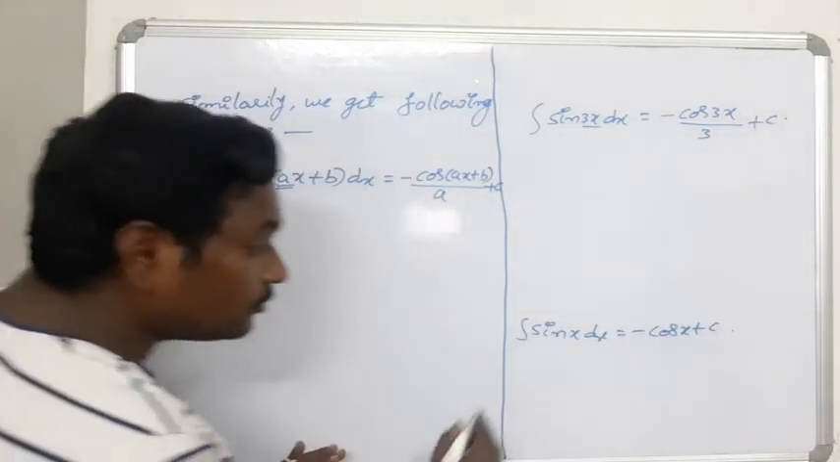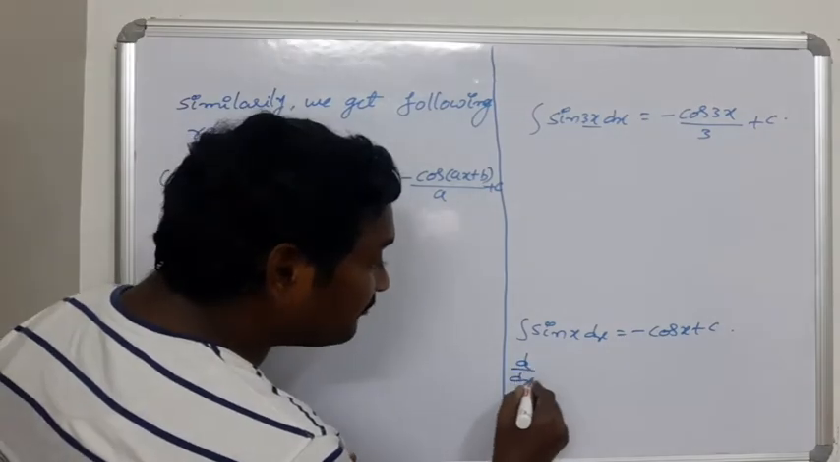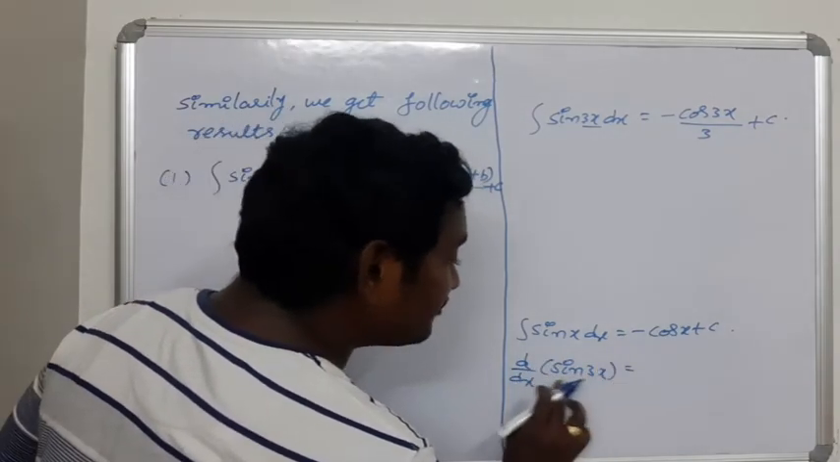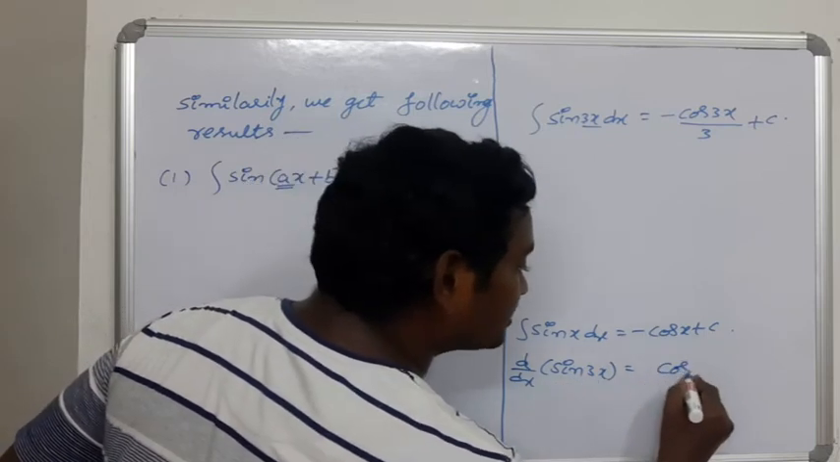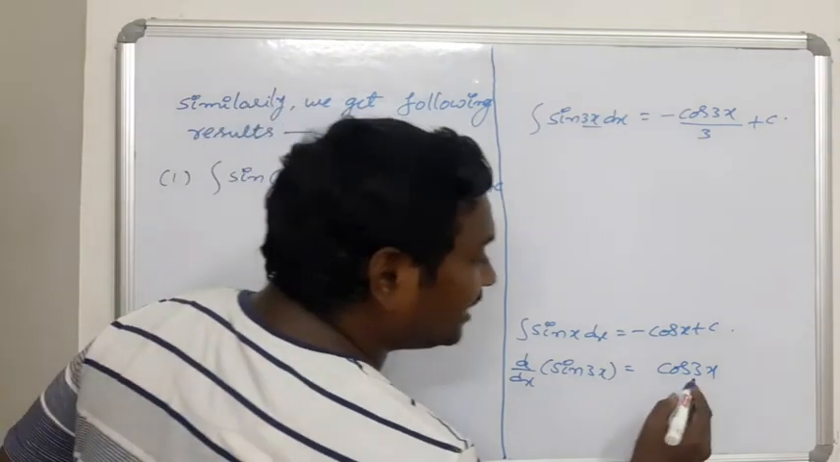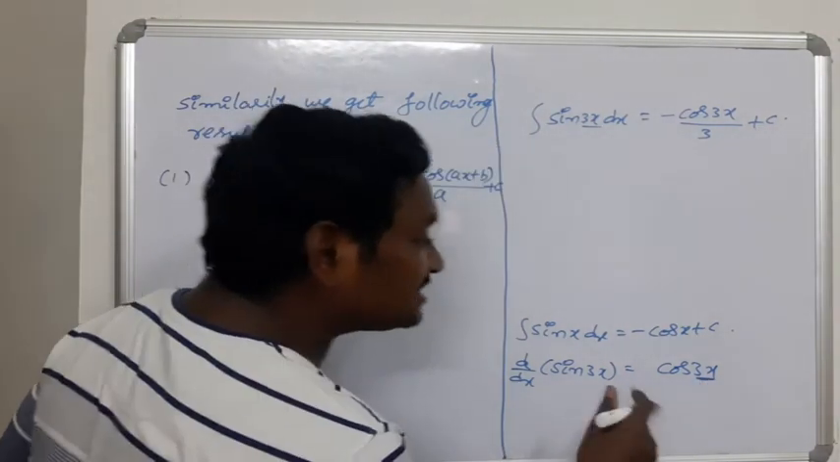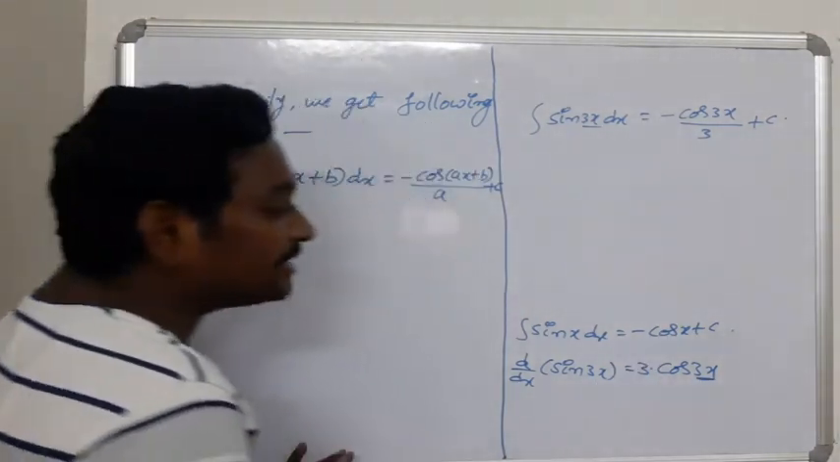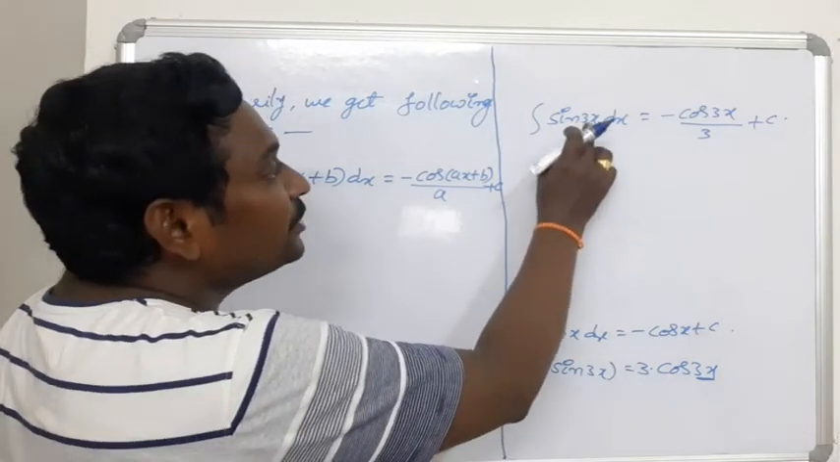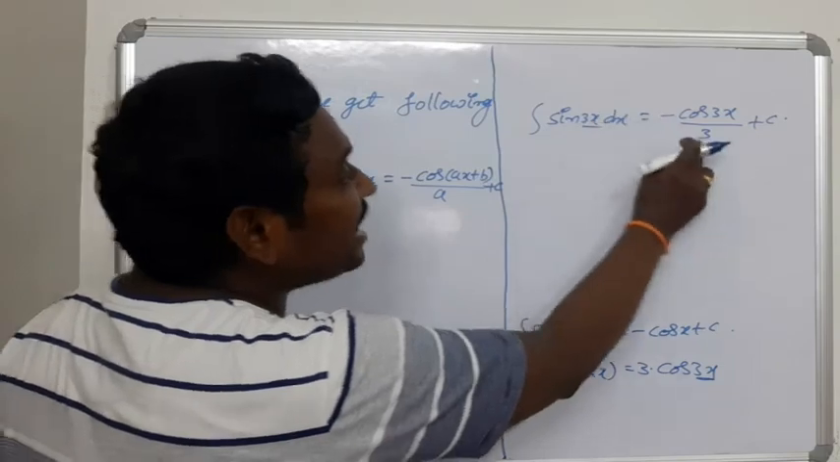Suppose we have to find the derivative of sine 3x. What is the derivative of sine 3x? Derivative of sine is cos, everybody knows it. The angle is 3x, so write 3x here. And the internal derivative of 3x is 3. You should write the coefficient of x in the product. But in case of integration, you should write the coefficient of x in the division.